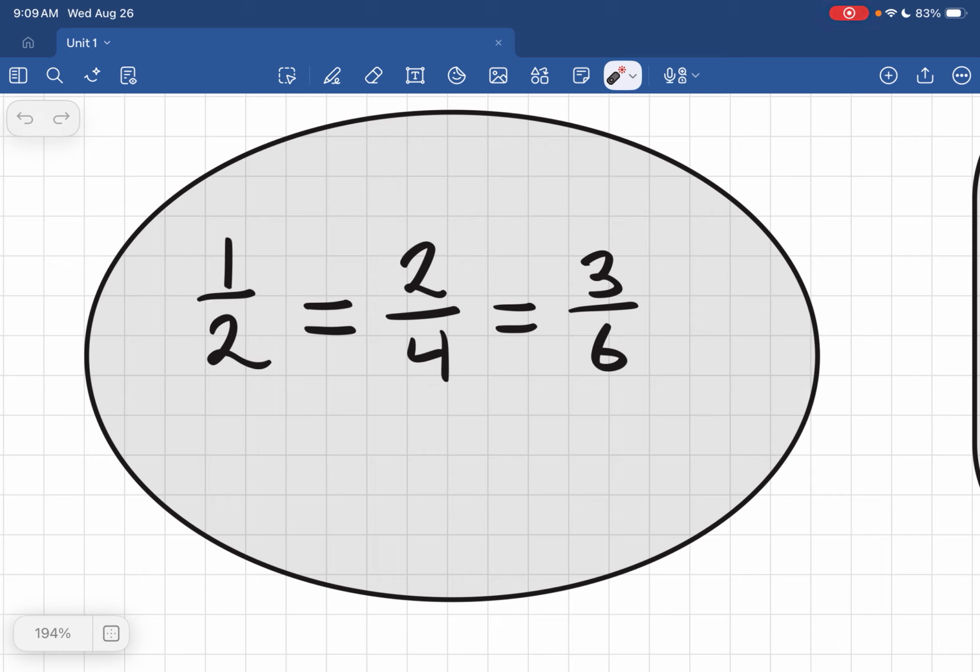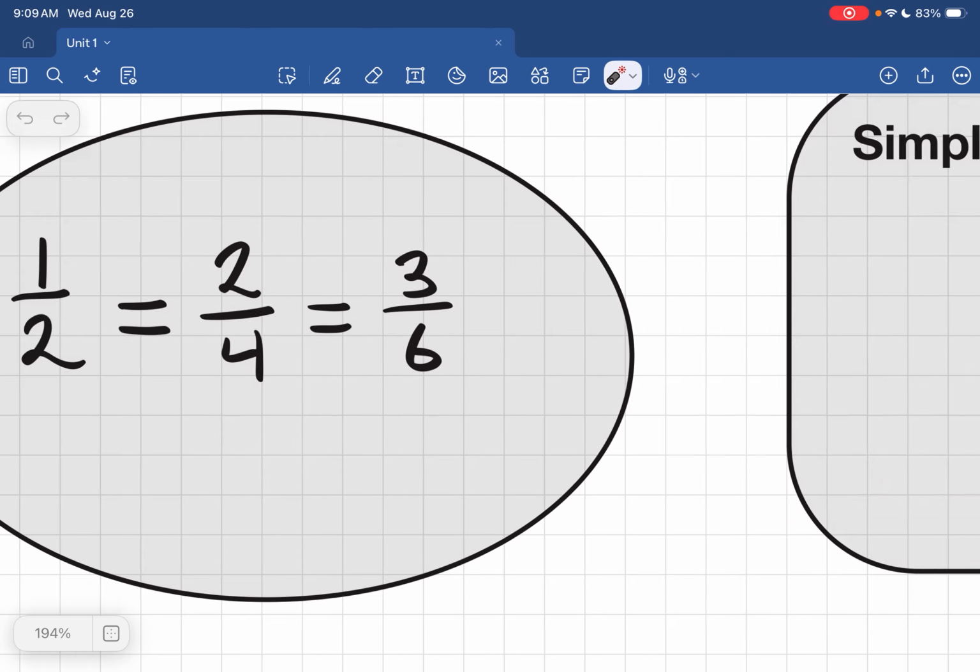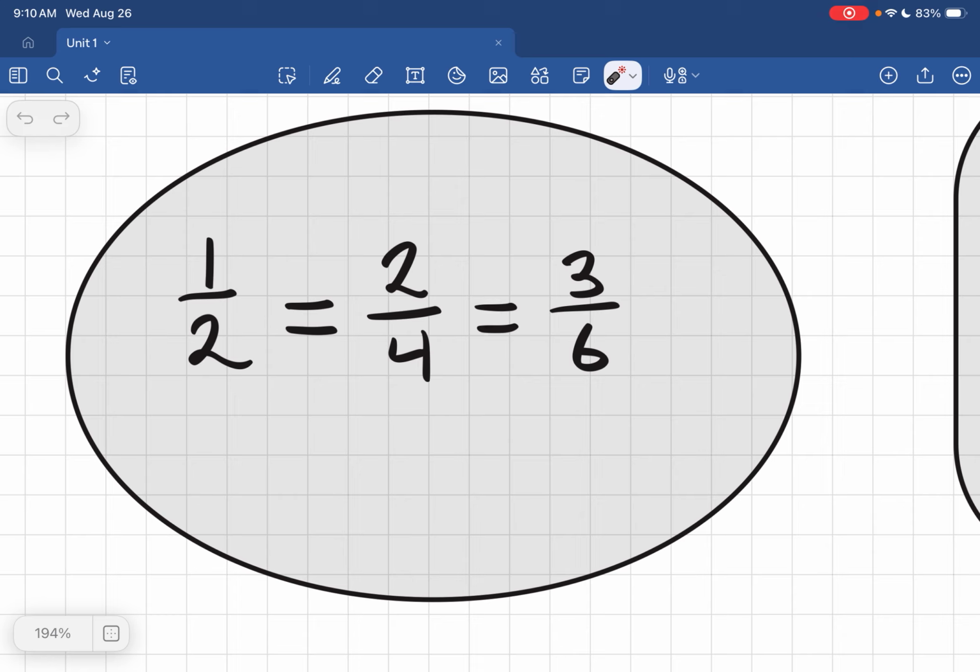Fractions can look different but still represent the same amount. These are called equivalent fractions. 1/2, 2/4, 3/6 all represent the same amount. We can create equivalent fractions by multiplying the numerator and the denominator by the same number. Because 2 divided by 2 is 1, multiplying by 2 over 2 doesn't change the value of a fraction.